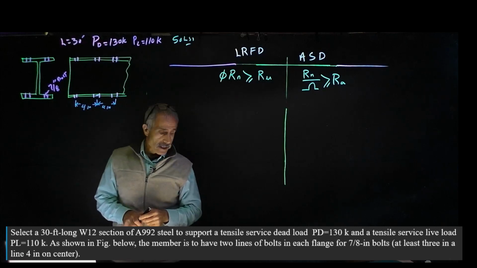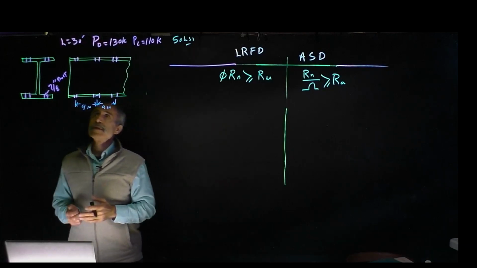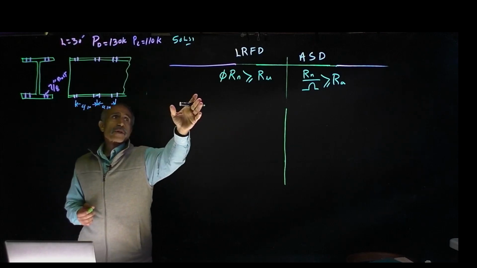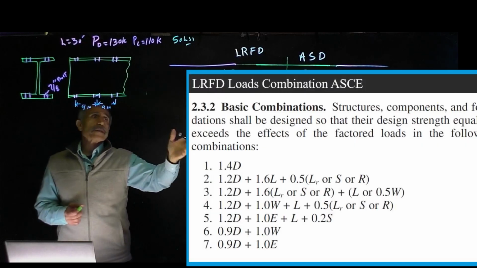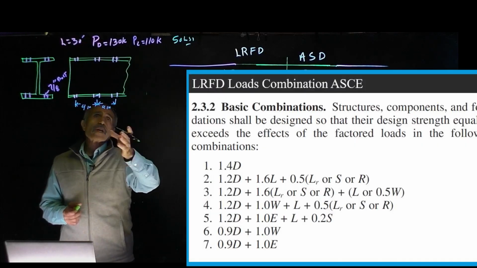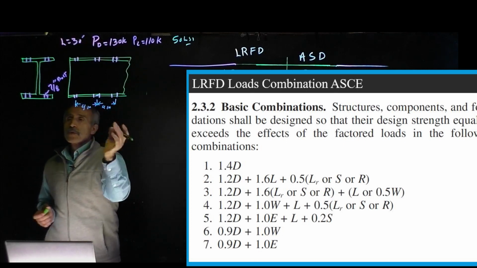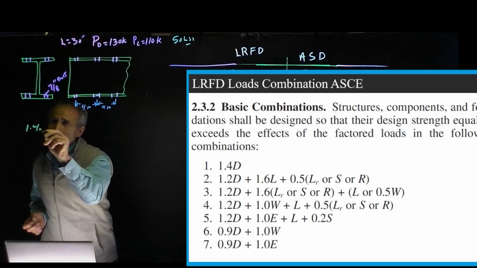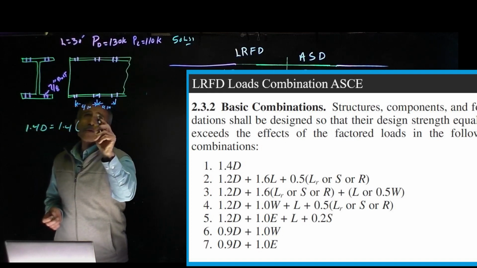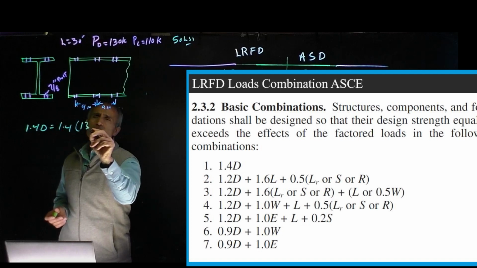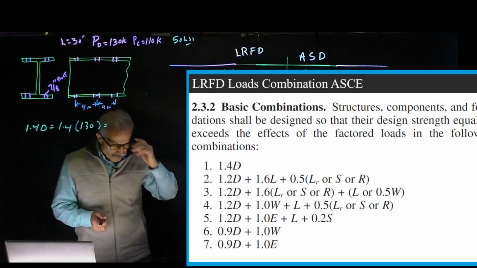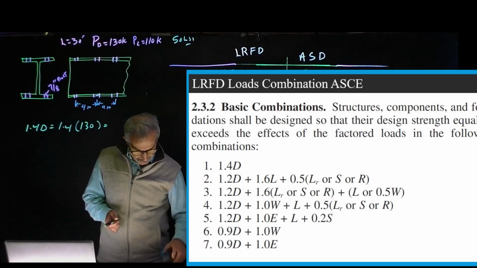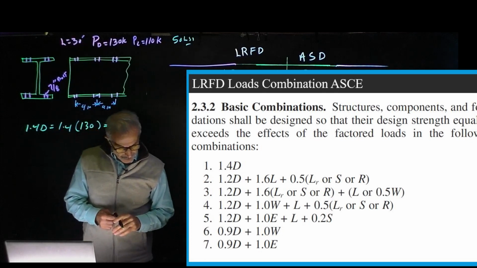Here we're going to use either IBC 2018 or ASCE 7 for the load combination for LRFD. You can see basically number 1 or number 2 applies. Number 1 is 1.4 times D, and that becomes 1.4 times 130, which comes out to 182 kips.